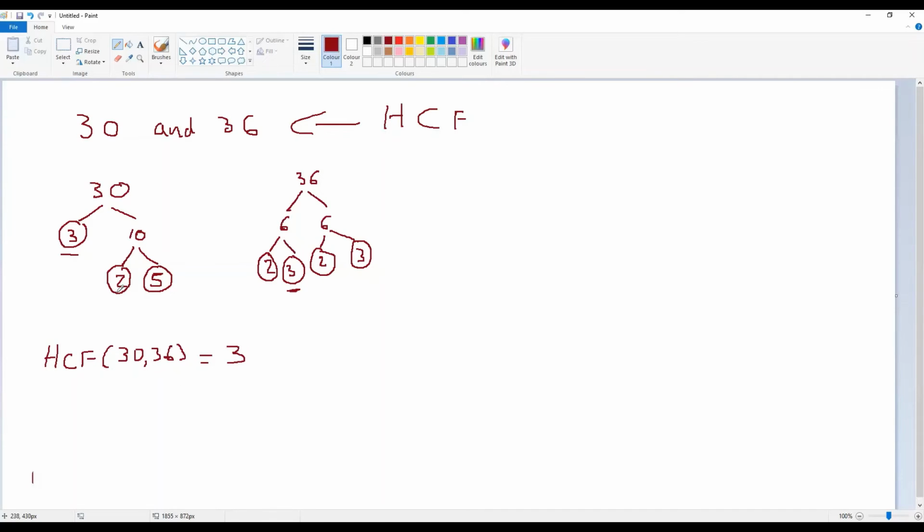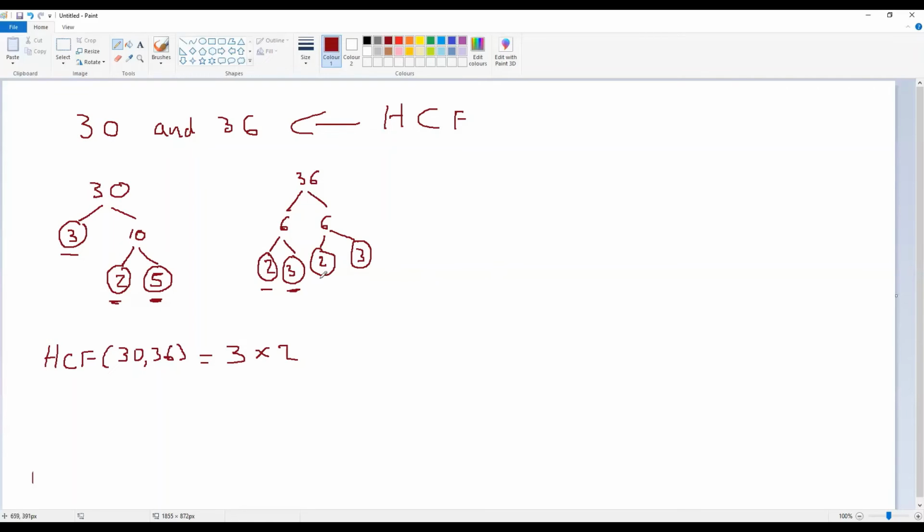Now, let's check the next number, 2. Can I match this 2 with a 2 in the other tree? Yes, I can. There's a 2 here. So I'll match this 2 with this 2 there. So 2 goes in, and I'll just do times 2. Okay, so that goes in. Now, let's check 5. Can I match 5 with a 5 in the other tree? Well, I can't, so it doesn't go in. Let's go to the other tree and see whether we can continue the matching.